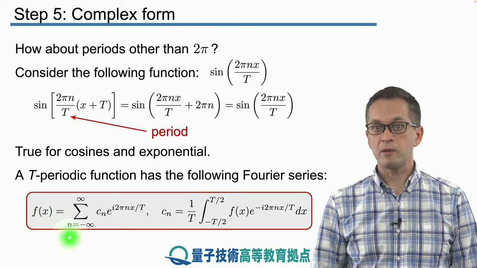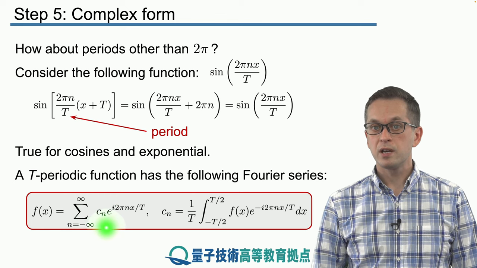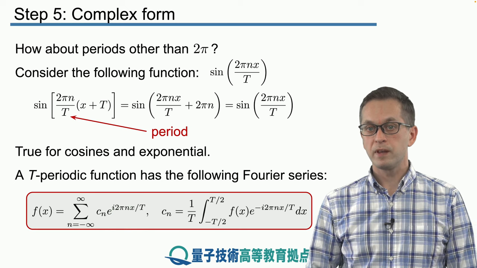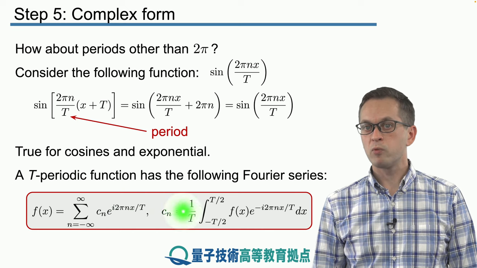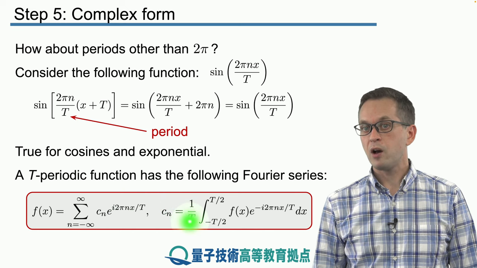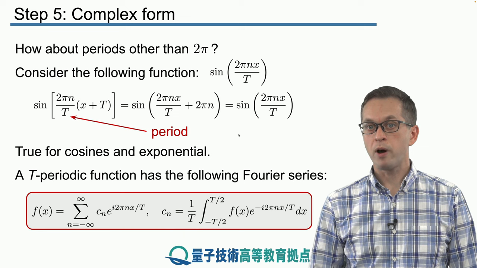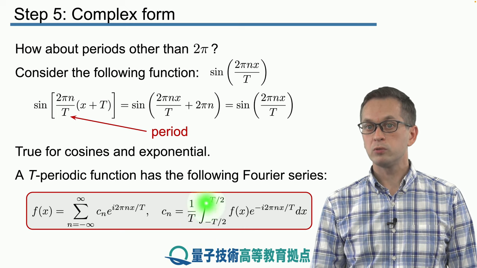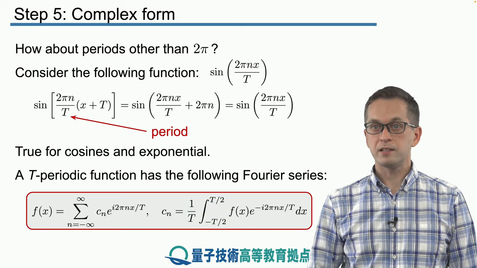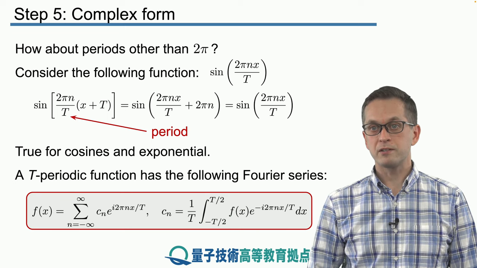f of x is equal to the sum of all the n's from minus infinity to infinity, our complex Fourier coefficient cn, times e to the power i 2 pi nx over capital T, where here cn's are now given by this expression. Before we were dividing by 2 pi, now we are just dividing by some general period, 1 over T, and we are integrating over that period. So we write that down as integral from minus T over 2 to T over 2. And that's it. That concludes our discussion of Fourier series in the complex form.